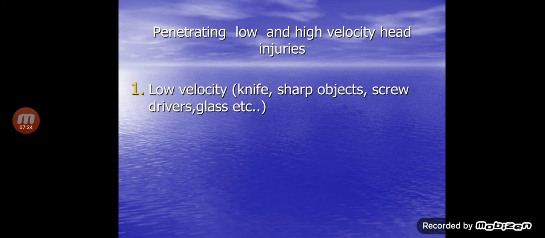In the low velocities, those caused by knives, sharp objects, screwdrivers, glasses, etc., the mechanism is usually direct trauma and penetration. Usually the damage would be local.